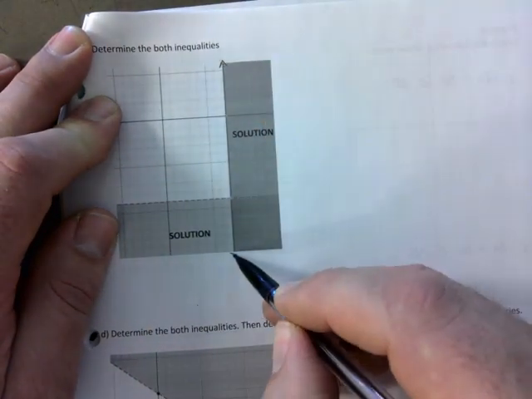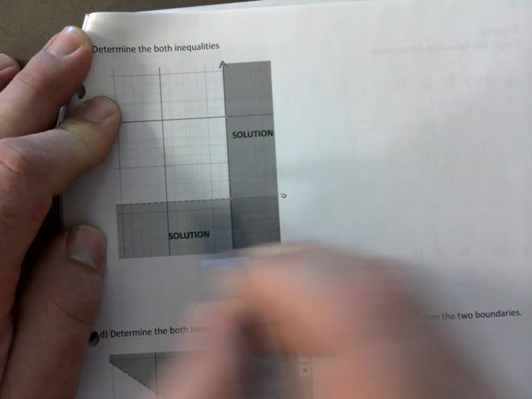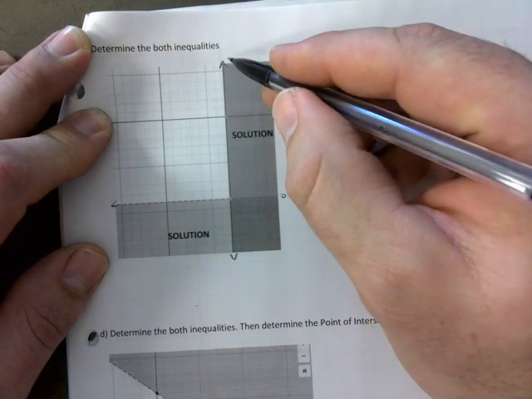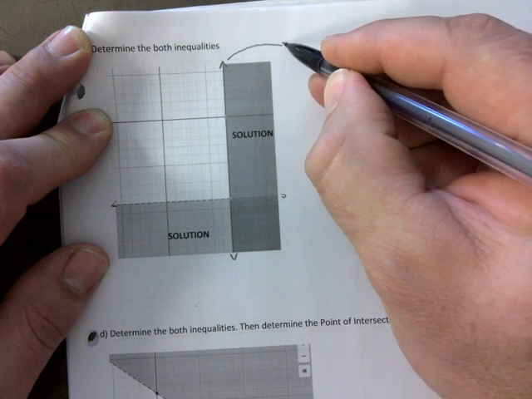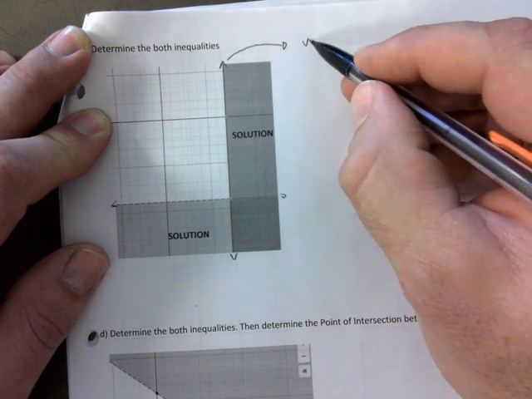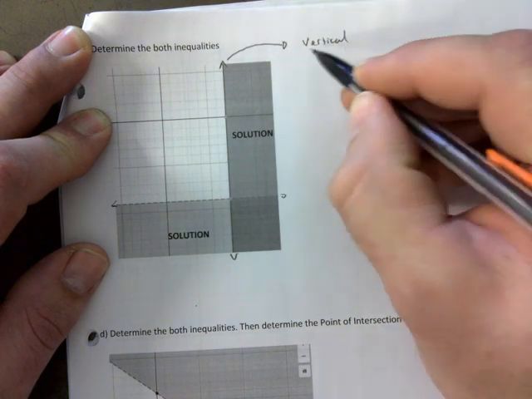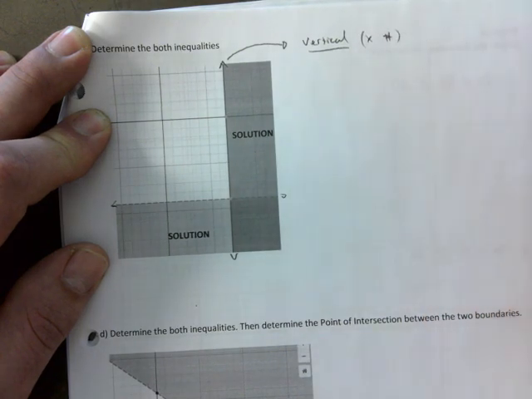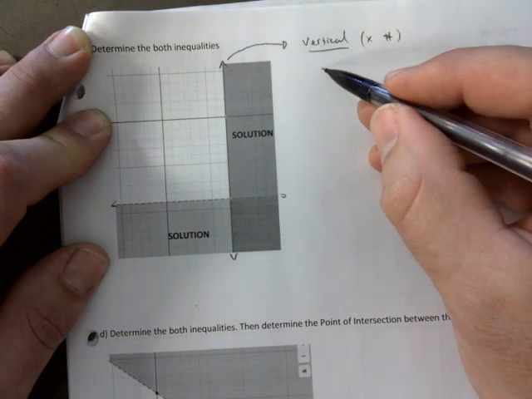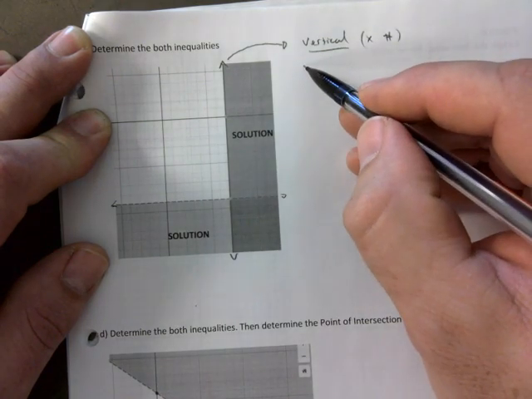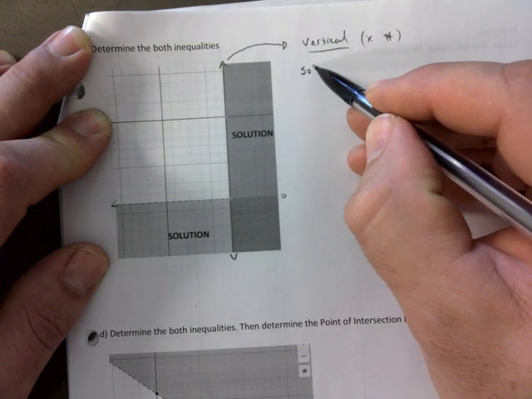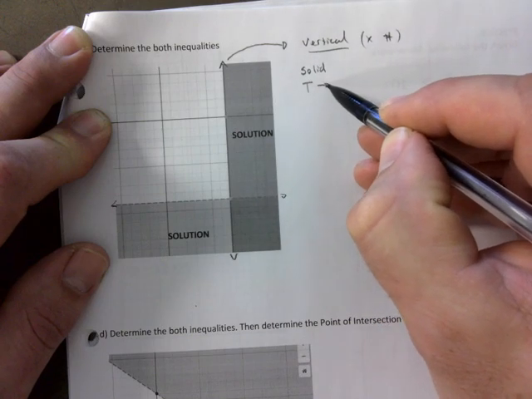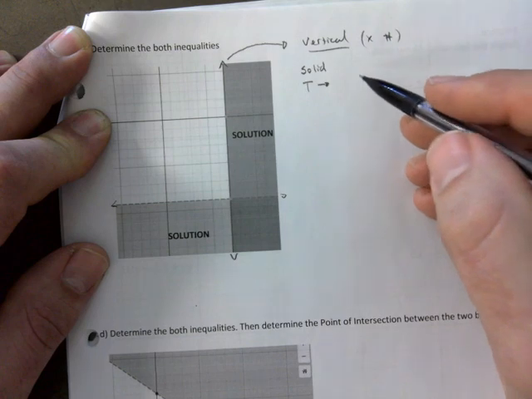I always like to put arrowheads everywhere because I'm using Desmos. Desmos is not very good at that. So let's just make sure we understand, for this line, it would be a vertical, right? So it'd be x equals a number. That's what that would be. Okay, so I will say this: it's solid. True is to the right.